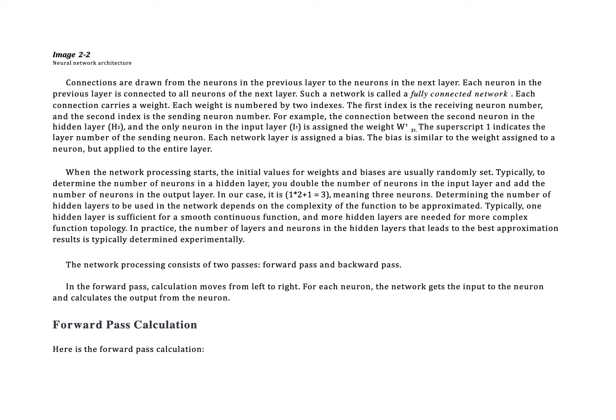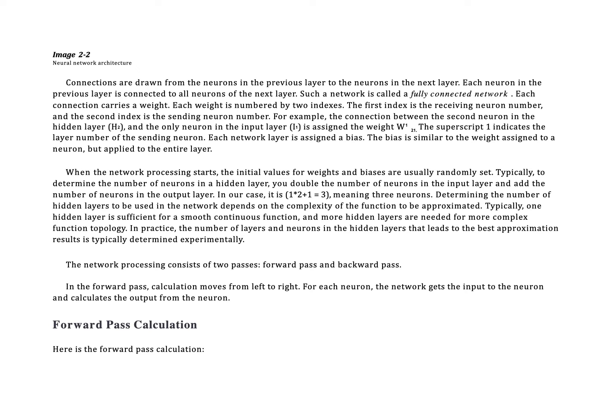Determining the number of hidden layers to be used in a network depends on the complexity of the function to be approximated. Typically, 1 hidden layer is sufficient for a smooth continuous function, and more hidden layers are needed for more complex function topology. In practice, the number of layers and neurons in the hidden layers that leads to the best approximation results is typically determined experimentally.